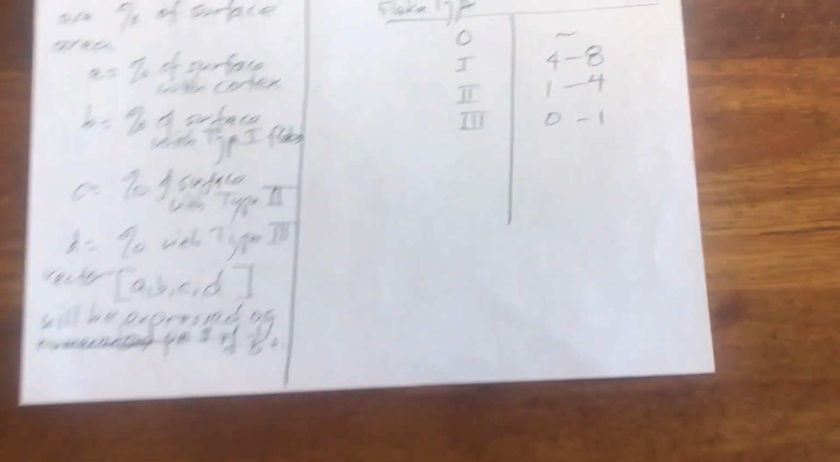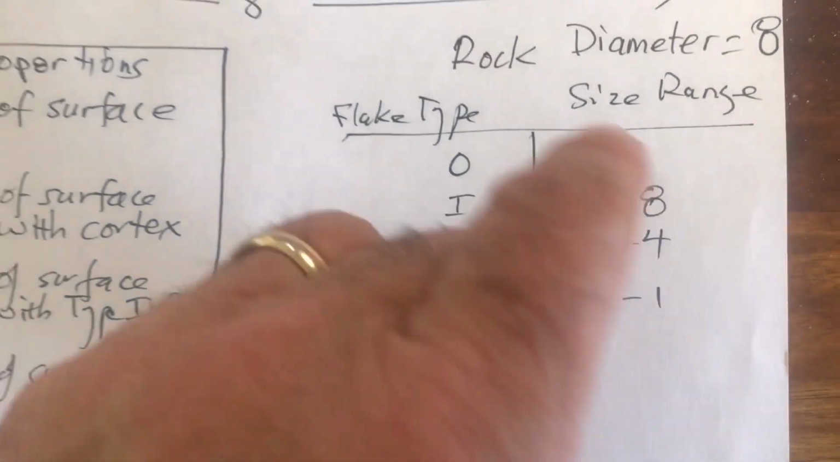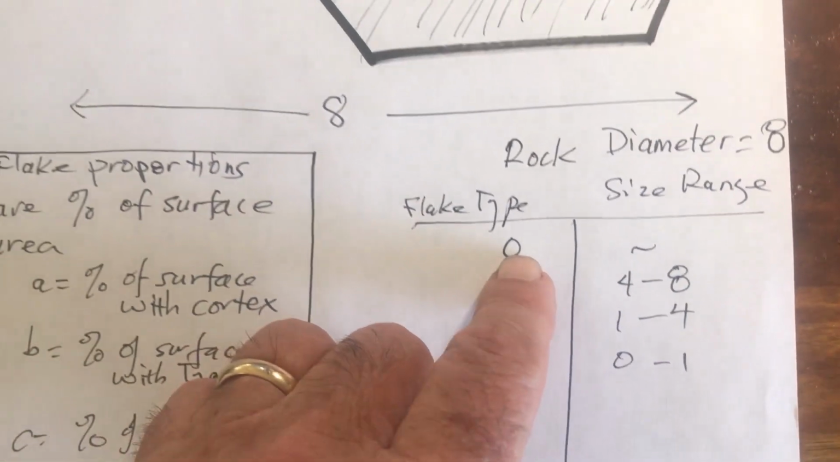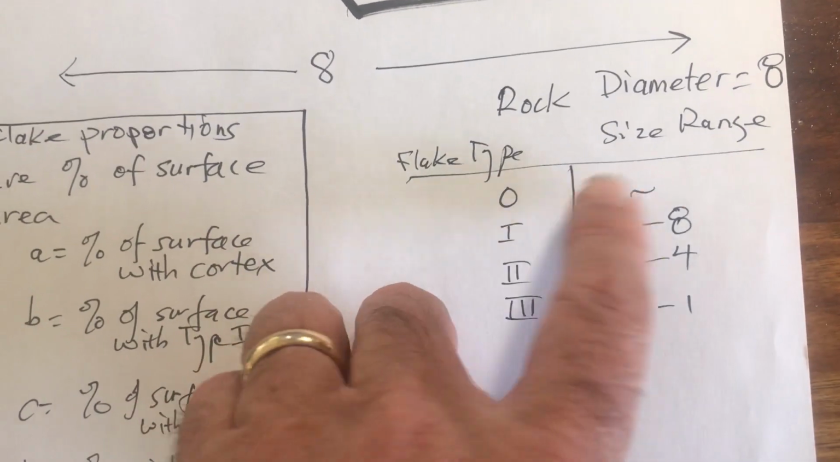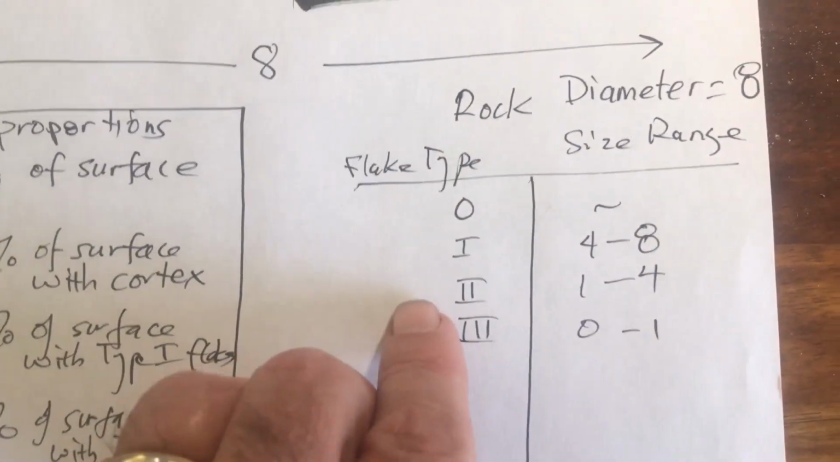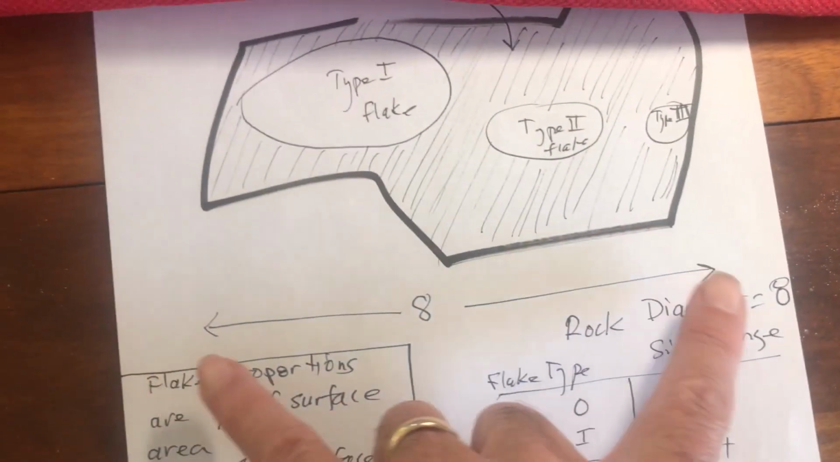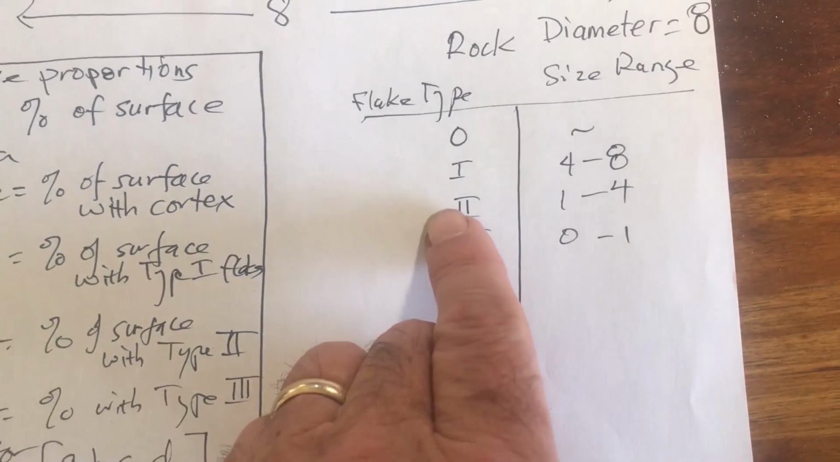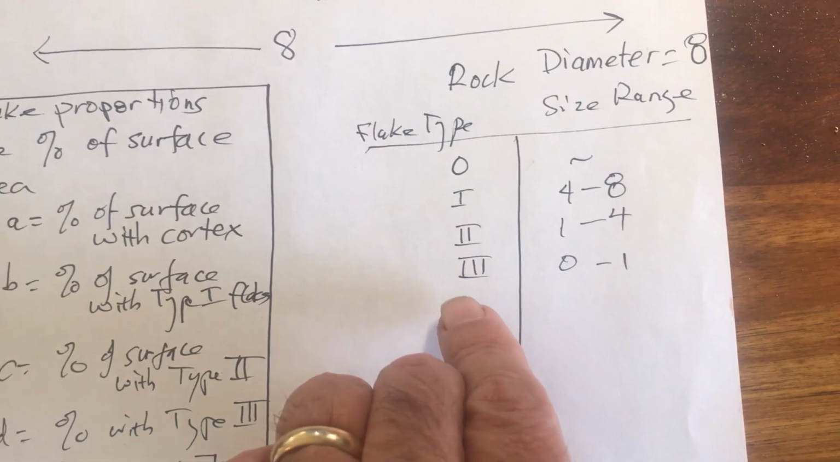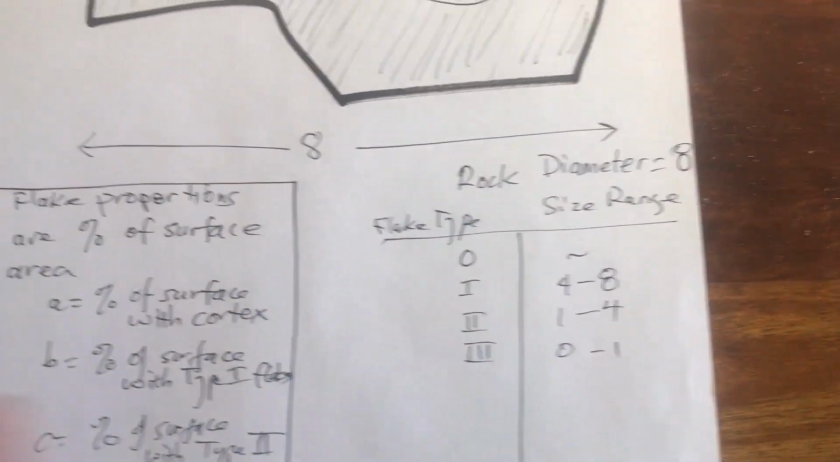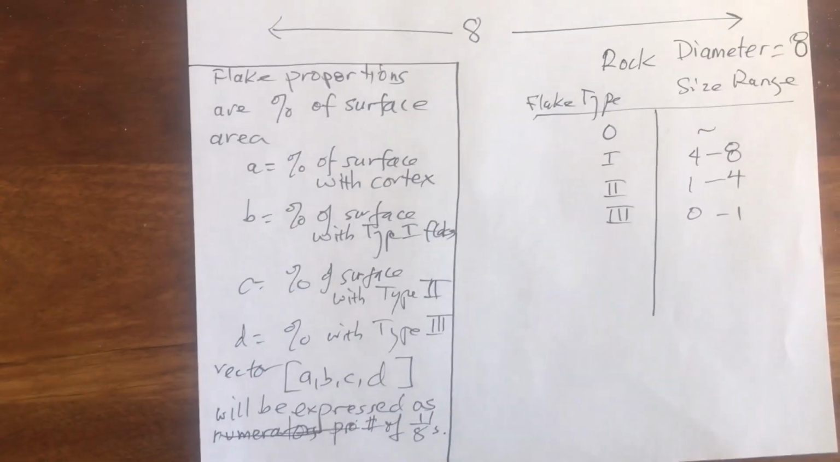And so the size ranges then are for raw, untouched surface, so no size range associated to it. For type 1 flakes, they're in the range from 4 to 8, where 8 is the full length. Type 2 is in the range from 1 to 4, and type 3 is in the range from 0 to 1. I'm using octaves and eighths because it's easy to divide by 2 and look at things.